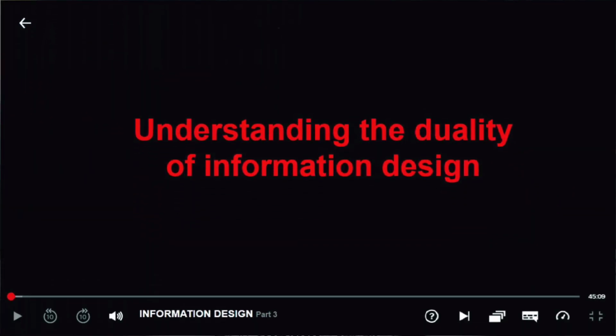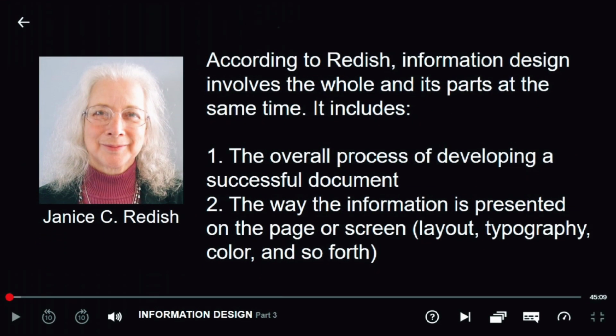Next is understanding the duality of information design. On this part, the duality of information design was presented by an American usability writer and consultant, Janice C. Redish. According to Redish, information design involves the document and the way the information is presented on the page or screen: layout, typography, color, and so forth. These two simply state that in creating an information design, you must learn to consider these two things.